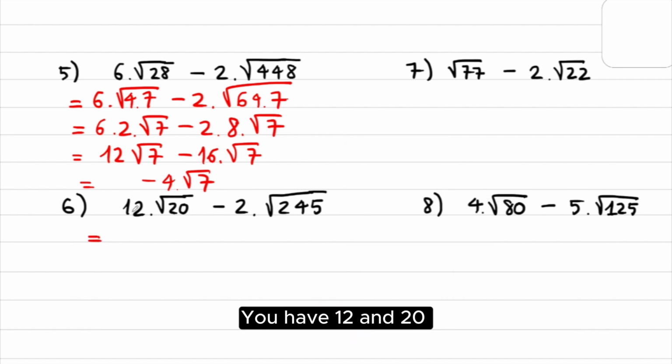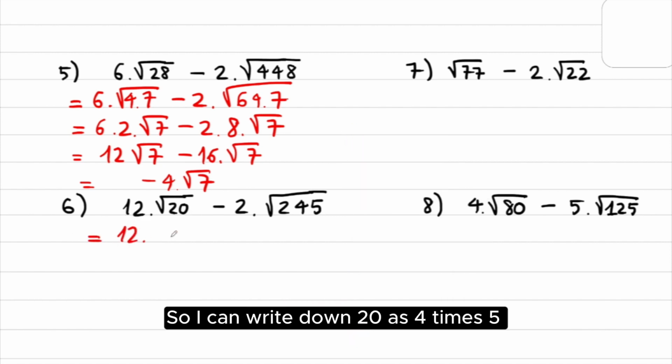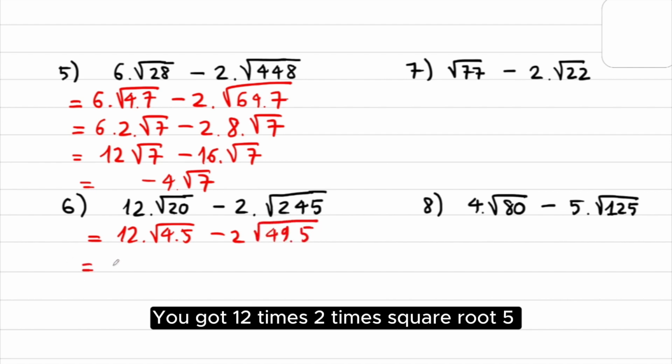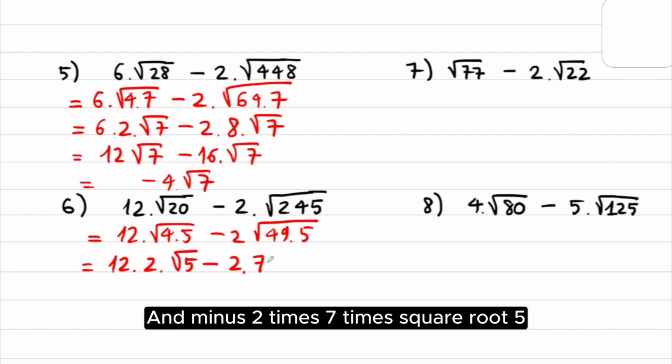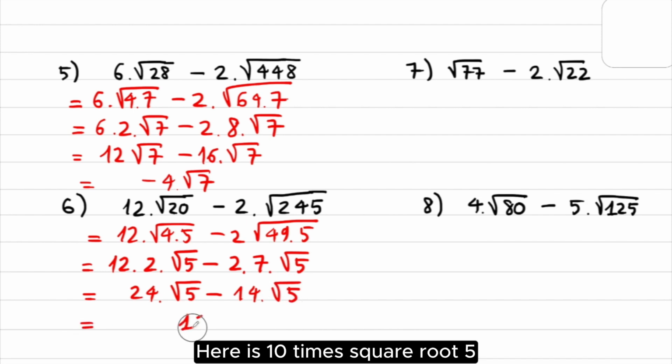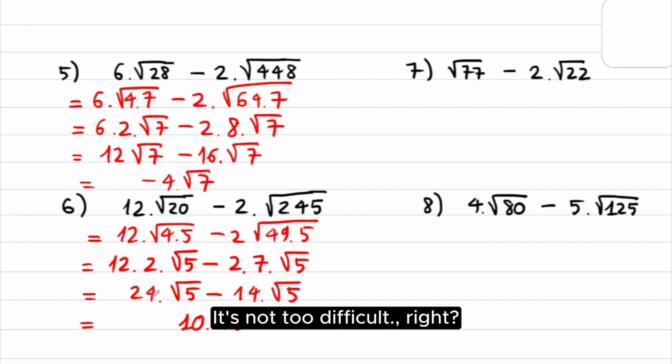Question 6. You have 12 and 20. So I can write down 20 as 4 times 5. And for this one, divide by 5. 245 divided by 5, I got 49. That's using my calculator. And then after this you get 12 times 2 times square root 5, and minus 2 times 7 times square root 5. Okay, so here is 24 square root 5 minus 14 times square root 5. Here is 10 times square root 5. It's not too difficult, right?